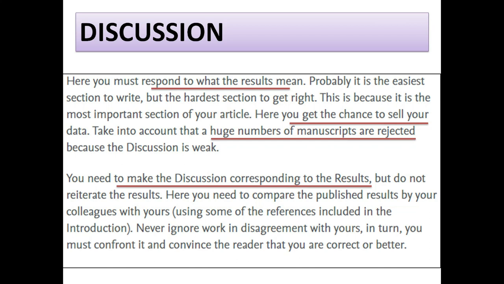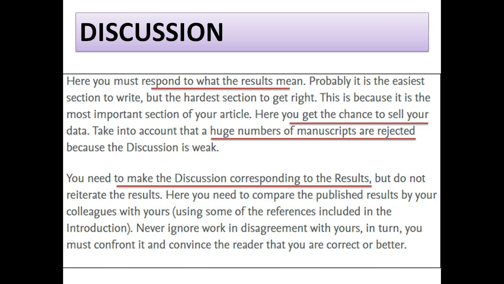So you need to justify that if your research paper has a particular result, then this finding is in accordance with the report of XYZ et al.